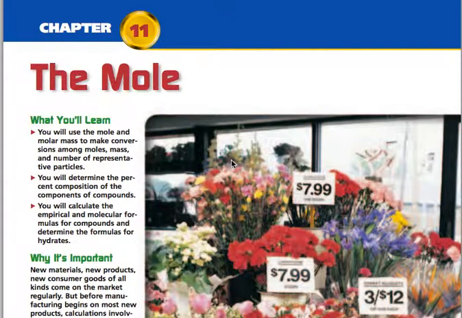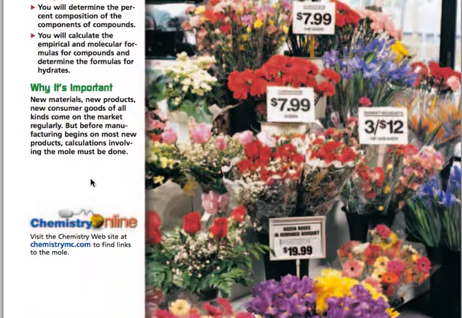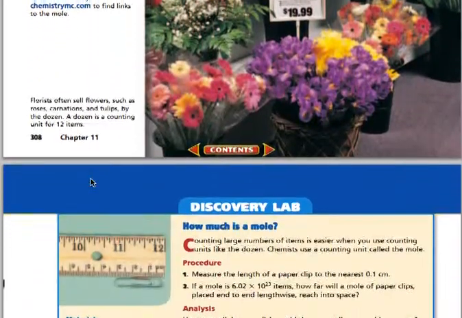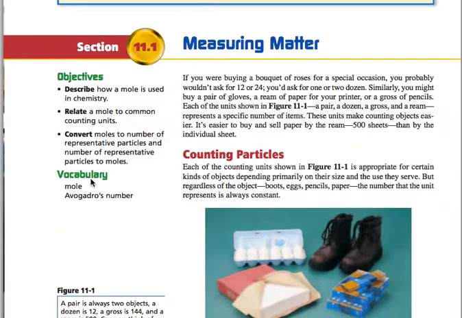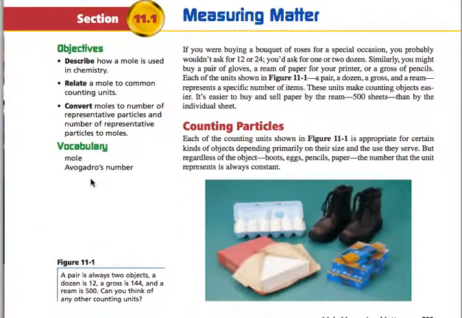Hey, this is Mrs. Ward reading Chapter 11, Section 1 of the chemistry textbook. Chapter 11 is about the mole. You're going to learn in this whole chapter about the mole and molar mass and making conversions, why it's important, and other things. I'm going to skip that and the Discovery Lab to get on to Section 11.1, Measuring Matter.